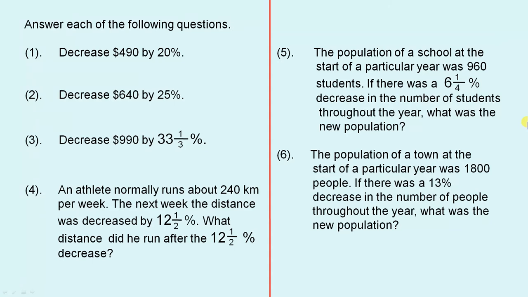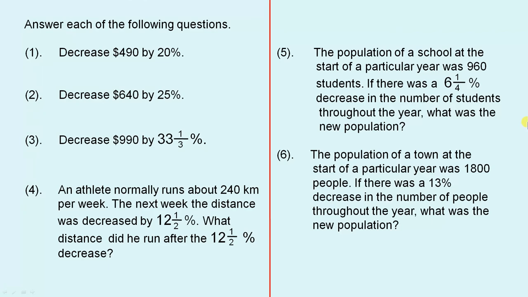So let's see what we're asked to do. Answer each of the following questions. Number 1, decrease $490 by 20%. Number 2, decrease $640 by 25%. Number 3, decrease $990 by 33.33%.